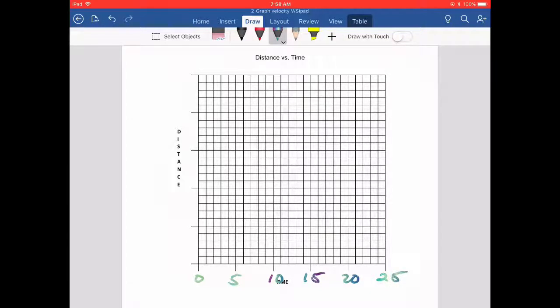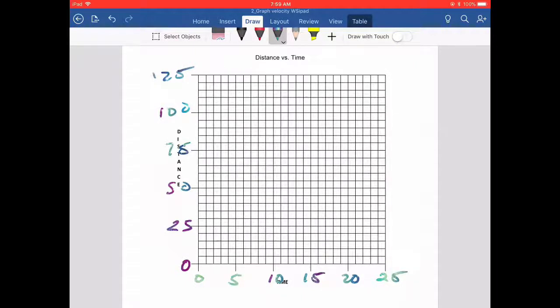Now going up in the y-axis, the distance is from 0 to 120. If we did 20, yeah, we're going to have to do 25 per tick mark. So this is going to be 0 and 25. So in other words, each block will be 5 feet: 50, 75, 100. Yep, it fits 125. So each block is 5.